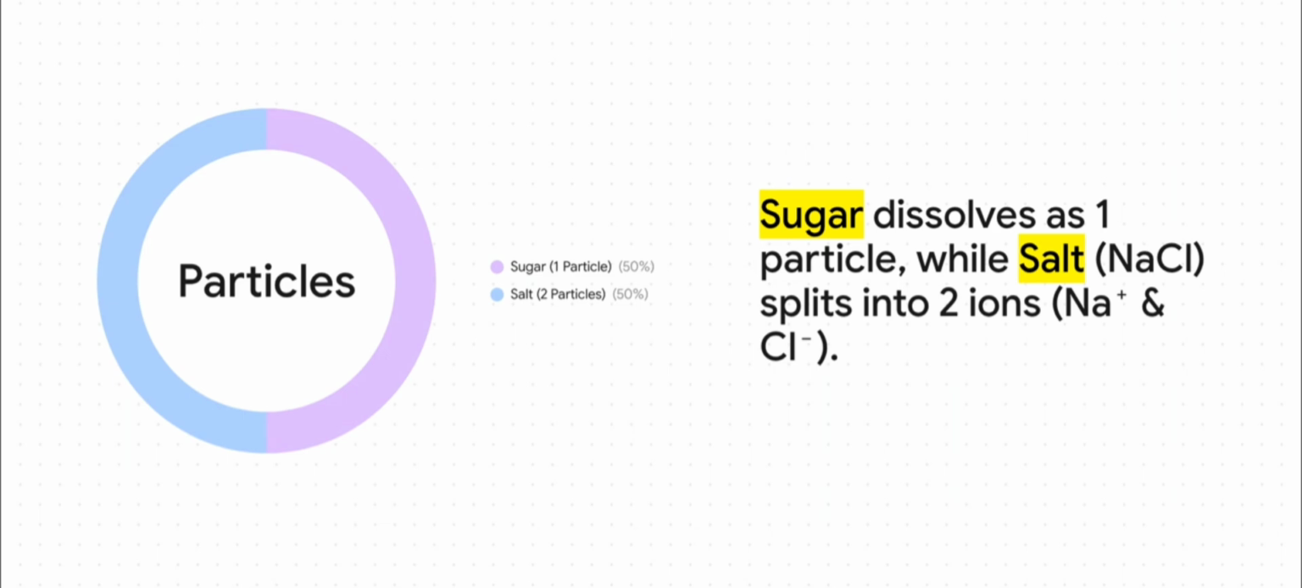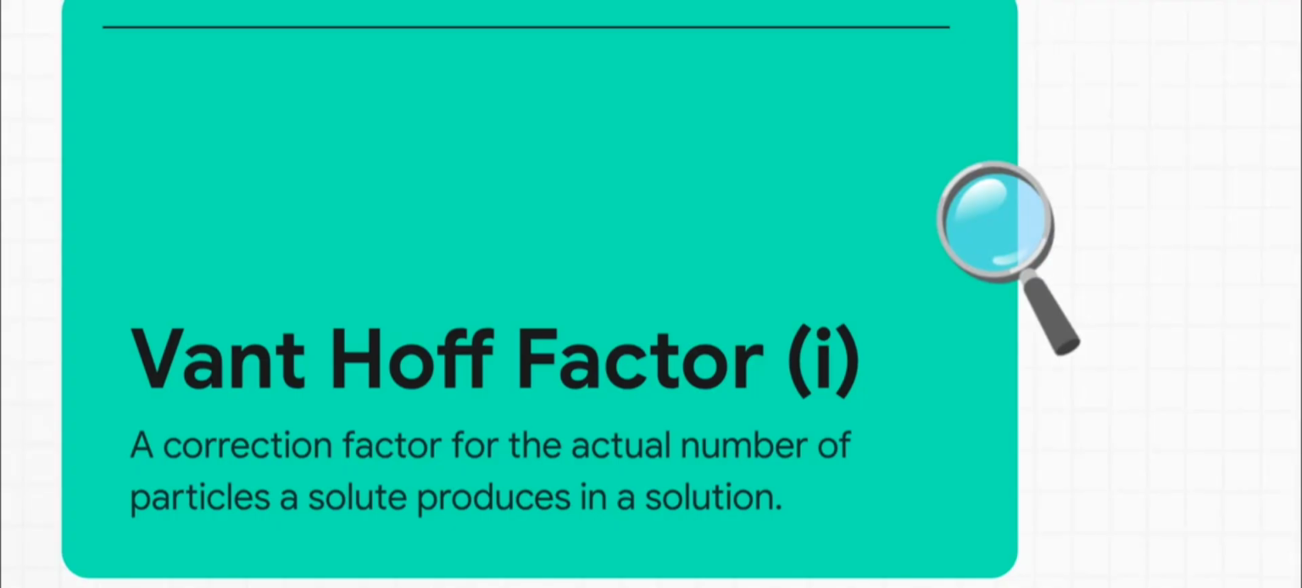See, a sugar molecule dissolves, but it stays as one single particle. So 1 mole of sugar gives you 1 mole of particles. But salt, NaCl, is different. When it dissolves, it splits apart into 2 separate ions, a sodium ion and a chloride ion. So for every 1 unit of salt you add, you actually get 2 particles in the solution. It doubles the crowd. So to fix our math for this weird behavior, scientists came up with a clever little tool. It's called the Van't Hoff factor, and it's represented by the letter i. You can think of it as a correction factor, a simple multiplier that accounts for whether particles split up, or sometimes even clump together when you dissolve them.